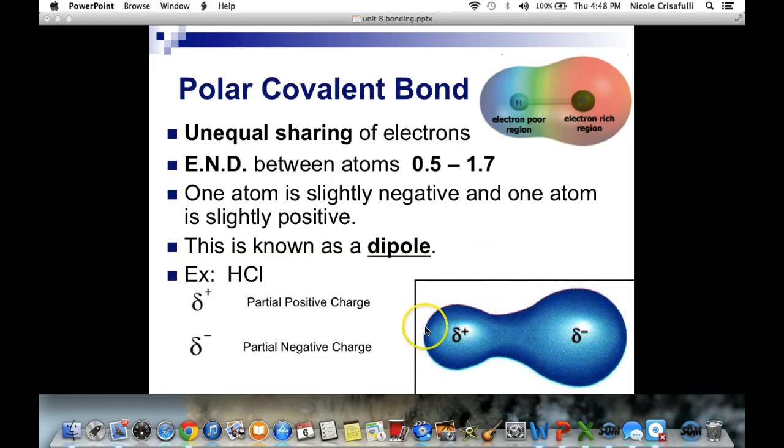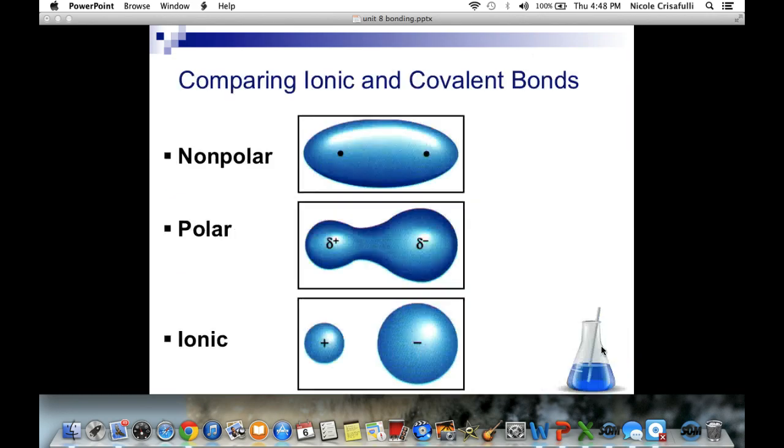Again, we have the partial positive here where the hydrogen would be, and this is going to be the negative part here where the fluorine, or in our example, this chlorine would be. They behave the same way. So let's look at comparing ionic and covalent bonds. We can have nonpolar sharing, which is atoms sharing electrons evenly. We can have polar sharing of covalent bonds, which means that the electrons are not being shared evenly.